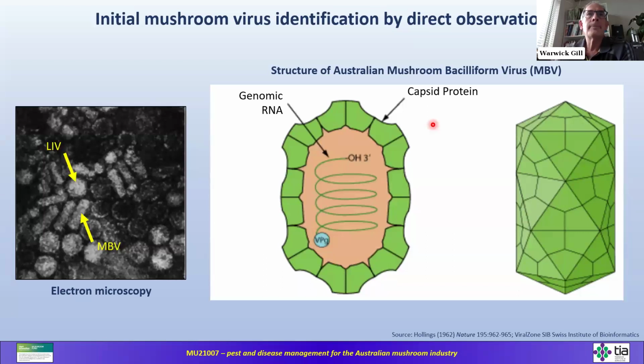Moving on to viruses. This is a photograph of La France disease. This is the fluid taken out of a diseased mushroom. This photograph was taken in 1962, and it was one of the first photographs ever taken by electron microscopy, so that was a new invention back then. The researcher found that there were two types of virus particles in the juice of mushrooms suffering from La France disease. He found a La France isometric virus, LIV, and a mushroom bacilliform virus, MBV.